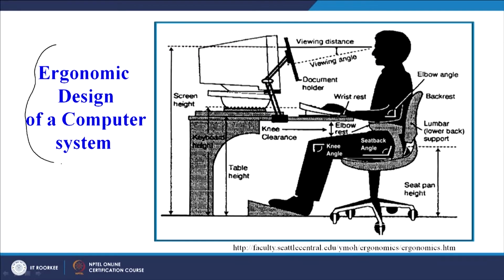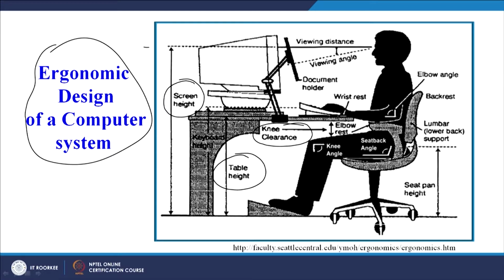The background I have already introduced. Now let us see the ergonomic design of a computer system. Here you can see a computer system and a person operating the system. So let us start from this side. There is a screen height which is given here. This is the screen height. Then the knee clearance is given here. Table height is given here. Seat pan height is given.